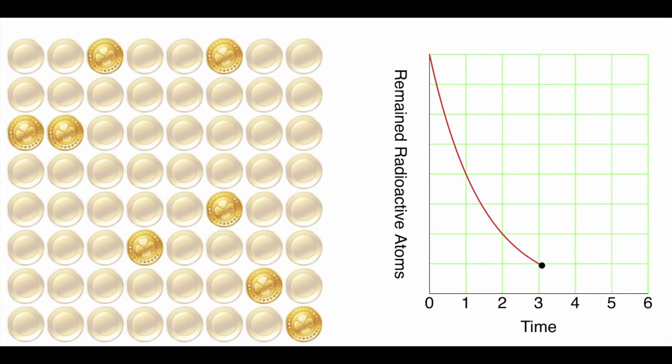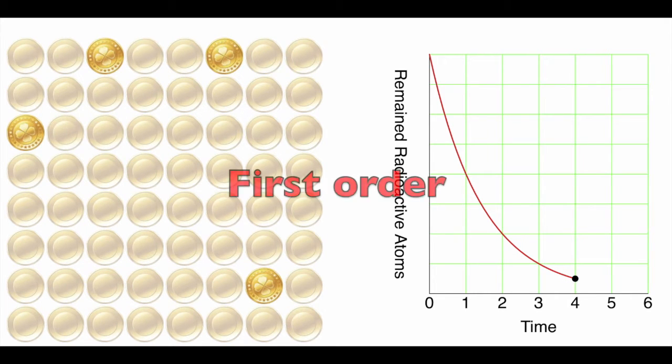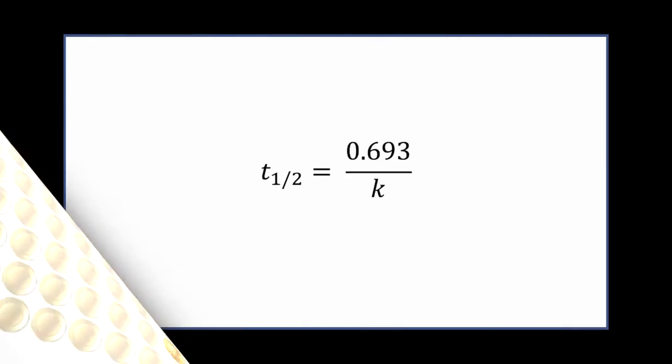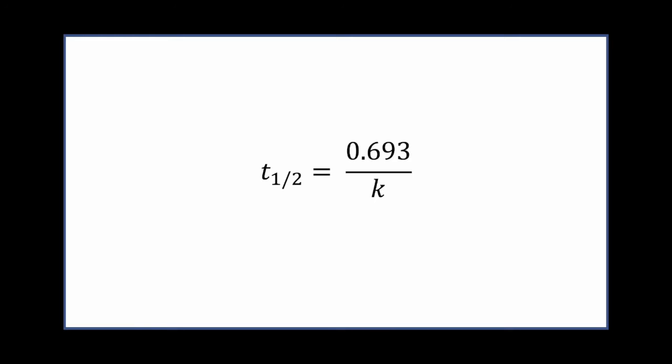The AP Chemistry standards focus on the half-life of first-order reactions. And you will be given this formula on the AP exam. To find the half-life, you take 0.693 and you divide it by K.